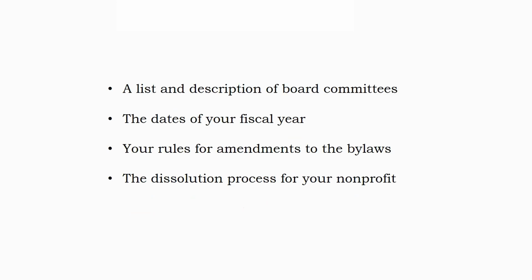The dates of your fiscal year. Are you running from January to December? Or May to June? Your rules for amendments to the bylaws. The dissolution process for your nonprofit.